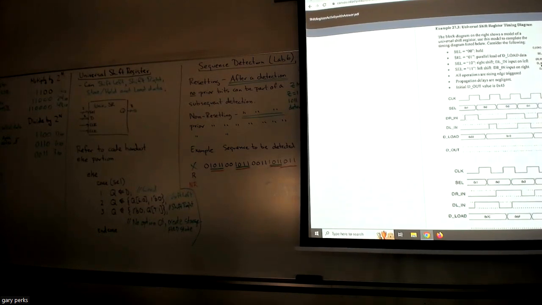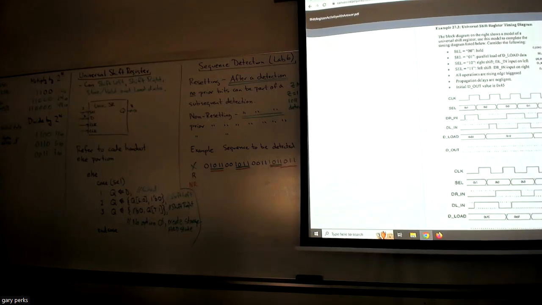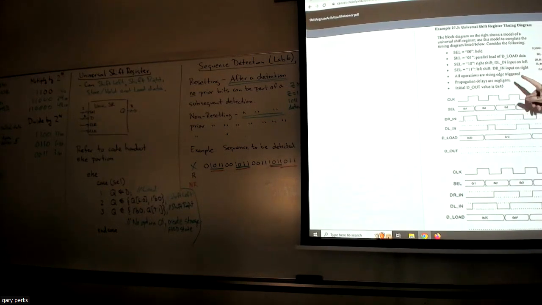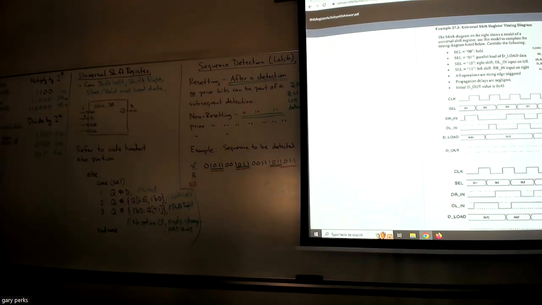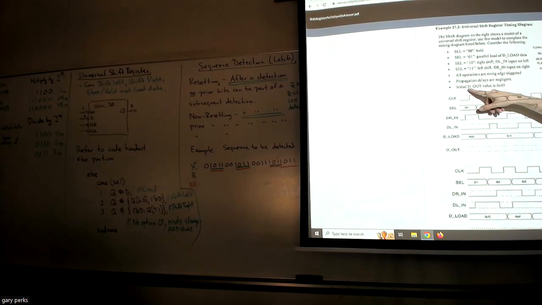You've got a select line that's 2 bits, and it's the same options here: hold for zeros, parallel load, which is the same thing as just a load, right shift, and left shift. You're told it's rising edge triggered, so the 0 to 1 transitions of the clock are what's important. Shift registers are always synchronous. In fact, registers are always synchronous as far as when their outputs change, the only exception being an asynchronous reset or asynchronous set. And note that we're told the initial value of D out is a hex 45.